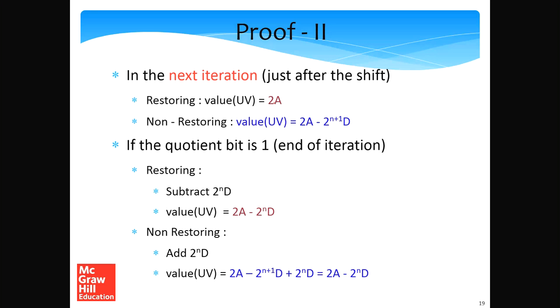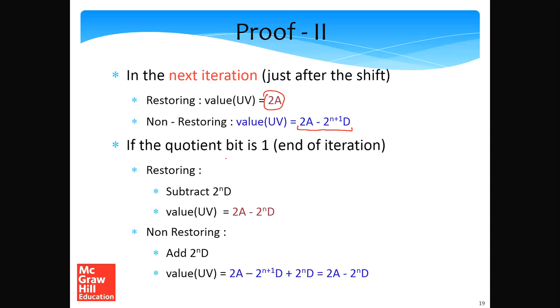Now in the next iteration, just after the shift, we'll multiply the number by 2, so it will become 2a. In the restoring algorithm, the number will become 2a. In non-restoring, the number will be 2a times 2 raised to the power n plus 1 times d. So whatever was there in the previous iteration just gets multiplied by 2.